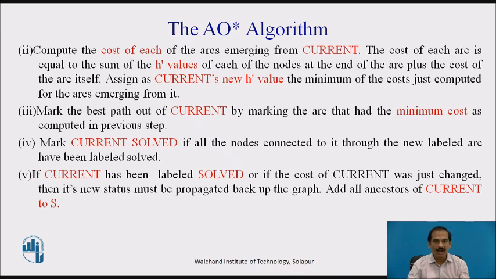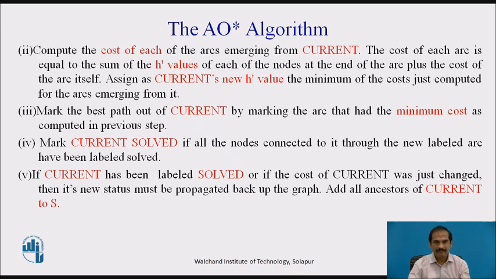Compute the cost of each of the arcs emerging from current. The cost of each arc is equal to the sum of the H dash values of each of the nodes at the end of the arc plus the cost of the arc itself. Assign as current's new H dash value the minimum of the costs so computed for the arcs emerging from it. Mark the best path out of current by marking the arc that had the minimum cost as computed in the previous step. Mark current solved if all the nodes connected to it through the newly labeled arc have been labeled as solved.